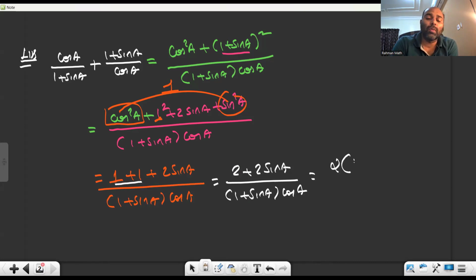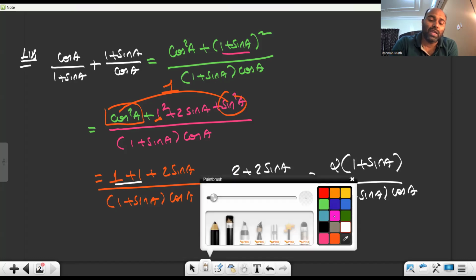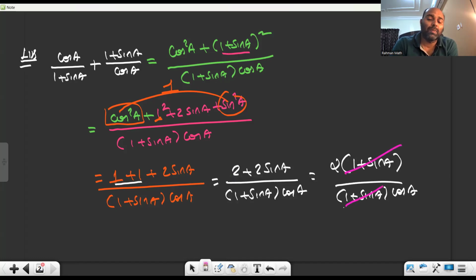Now in the numerator 2 is common. When you take 2 outside, 1 plus sine A will be there. So 1 plus sine A into cos A in the denominator. So you can cancel 1 plus sine A with 1 plus sine A. Please check it. Anybody have any step doubt? You just tell me the step, accordingly I'll help you. Please check it.